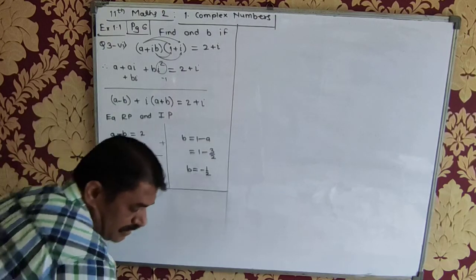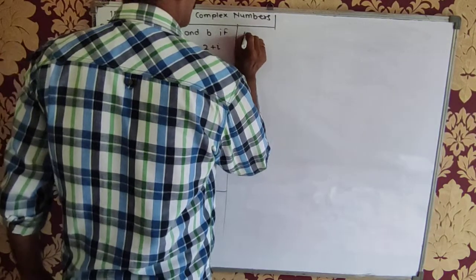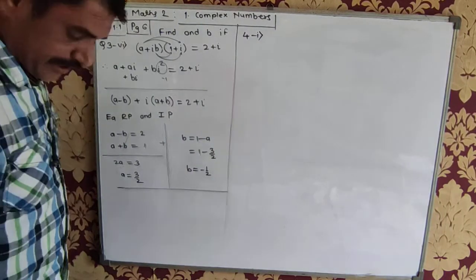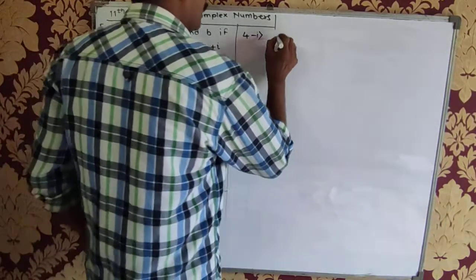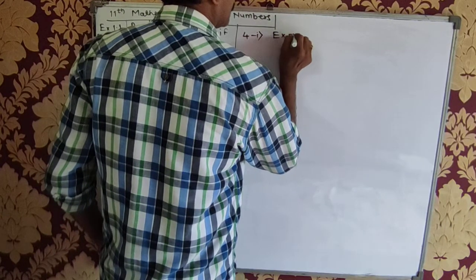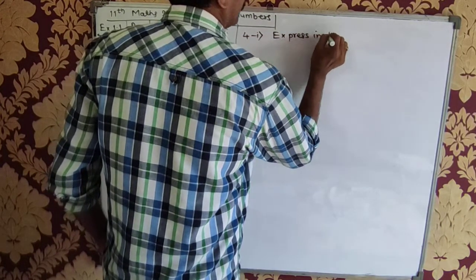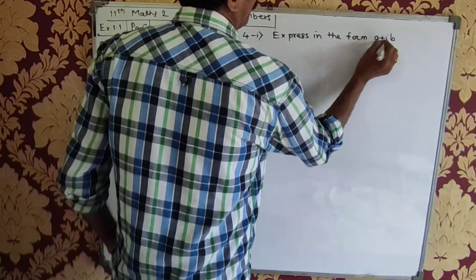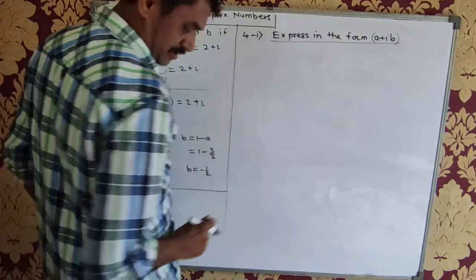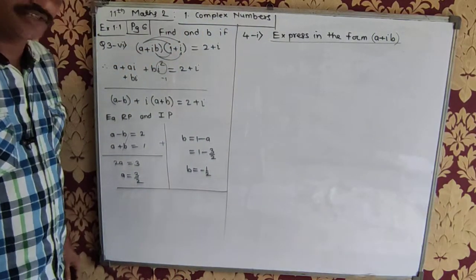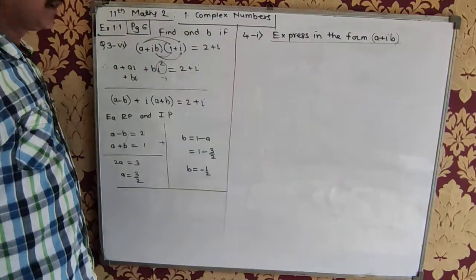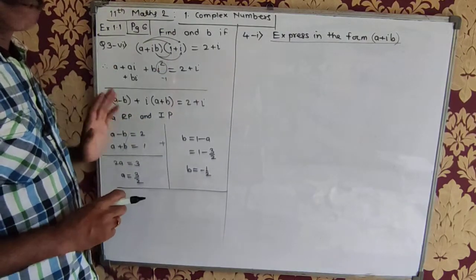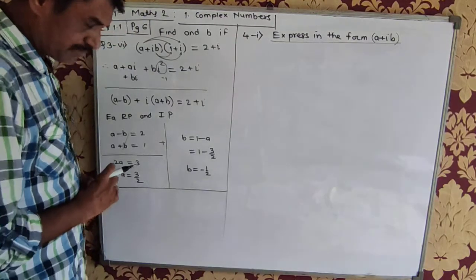Alright. Next. Question number 4 subpart 1. Express the following in the form of A plus IB. Now so far we have seen how to perform the multiplication of complex numbers. In addition, what is there? Just add and subtract real and the imaginary parts. This is multiplication. Now here 4 subpart 1.